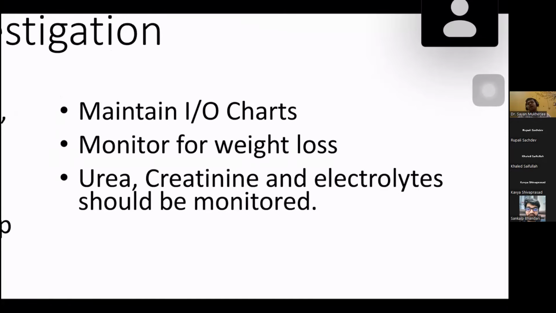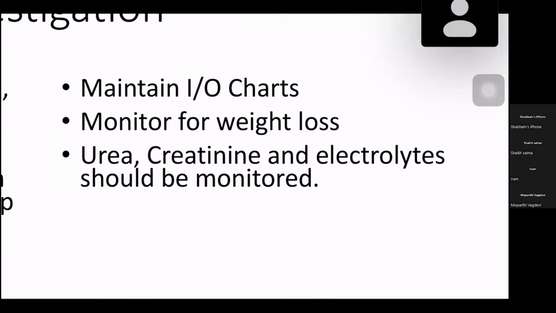The first thing is the IO chart. That is an input-output chart. Generally, it's maintained by the nurses. You'll see they have a chart at the bedside. When they give fluids, they keep entering it. And most patients are catheterized, so they check the catheter bag and see how much output has come. Generally, it's a good measure of how effective our fluid resuscitation is.